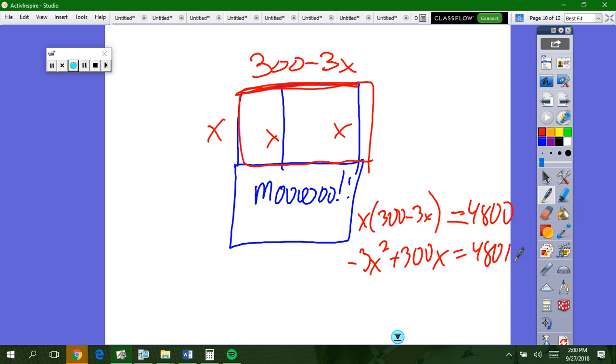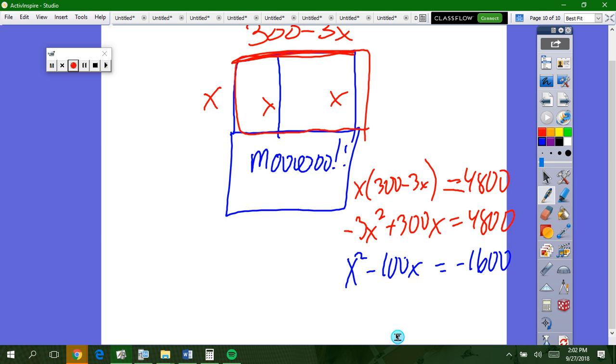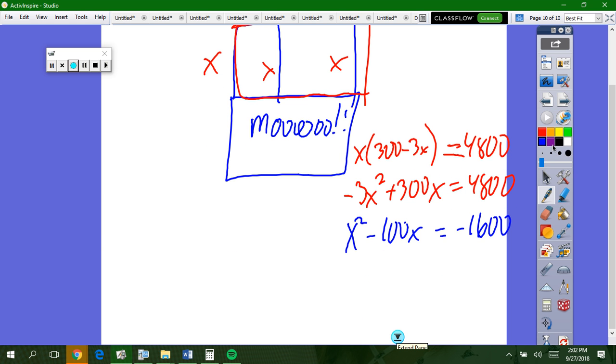Do you know what all three of those guys share? 3, because I don't want to play with all that, so I'm going to divide everything by negative 3. So I have x squared minus 100x equals negative 1600. I divided by negative 3. Can I add the 1600 over?